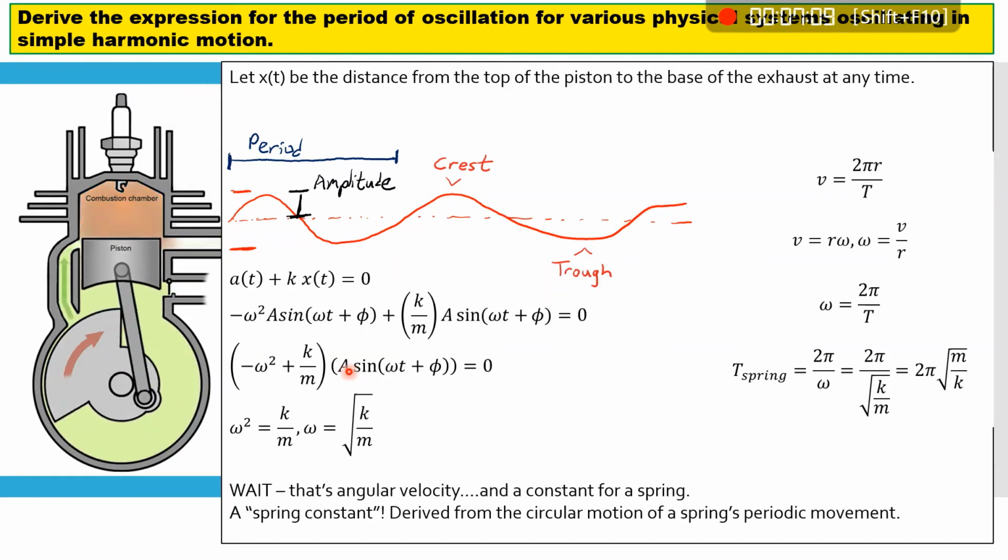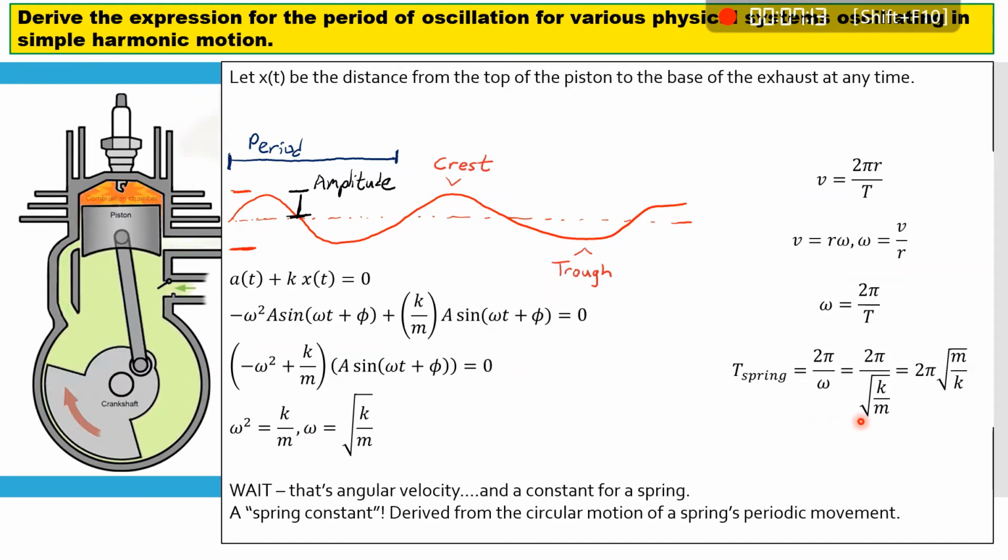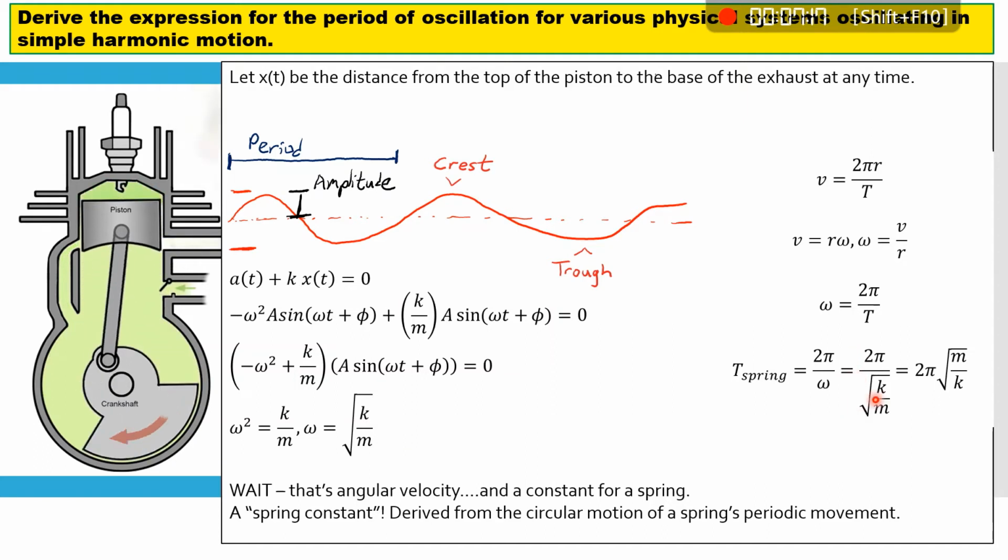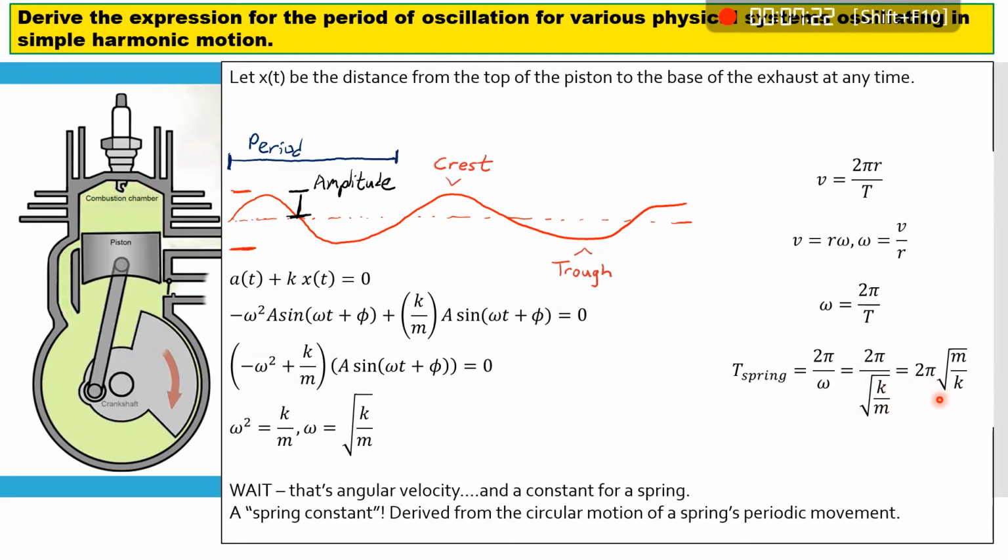Because omega is root k over m, I can substitute. So that's 2 pi over root k over m. I've got a fraction divided by a fraction, so I can flip and multiply. So this will be 2 pi times root m over k is our period of a spring formula.